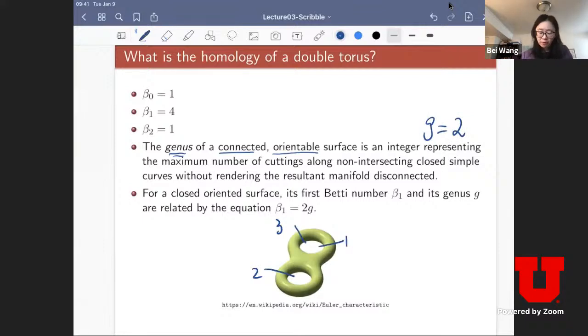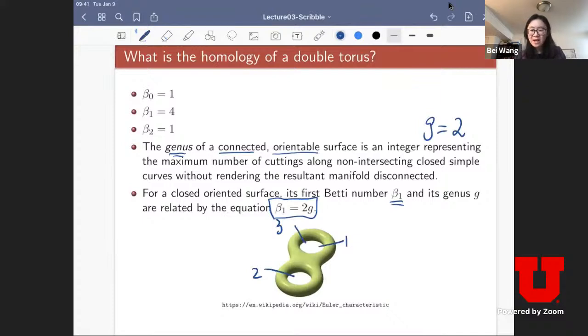And there is actually a formula that for a closed oriented surface, its first Betti number, which is the number of tunnels, and its genus are related by the formula that the first Betti number is 2 times the genus. So because the genus is 2, the first Betti number is 4.